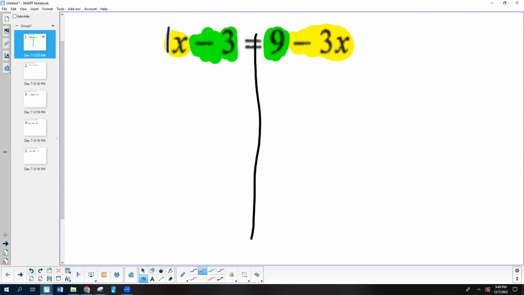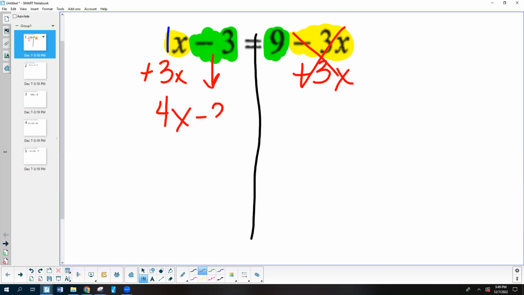So -3 is smaller than 1x. I'm going to do the opposite of a -3x, and add 3x. Whatever I do to one side, I'm going to do to the other side. Notice that I'm keeping things lined up. 1x plus 3x is going to give me 4x. Then I'm going to bring down -3 equals, and then bring down 9.